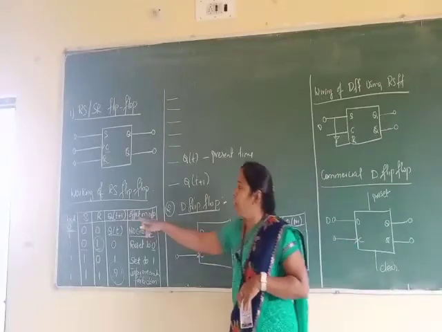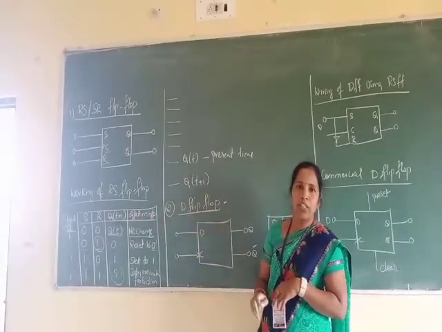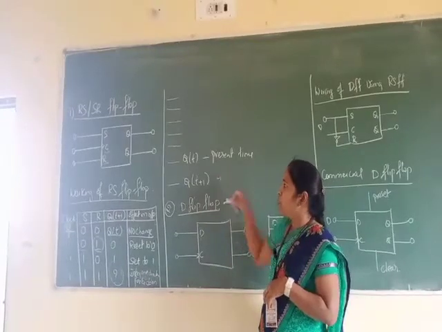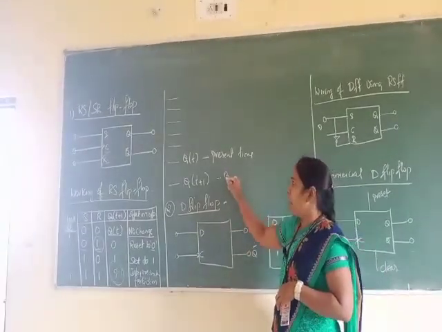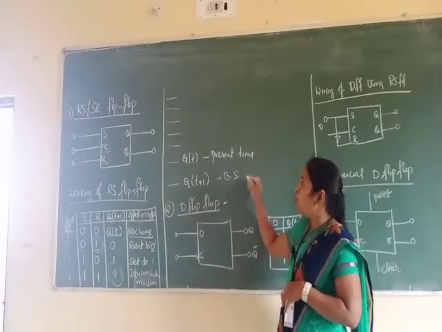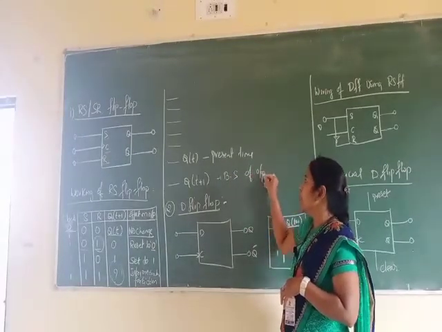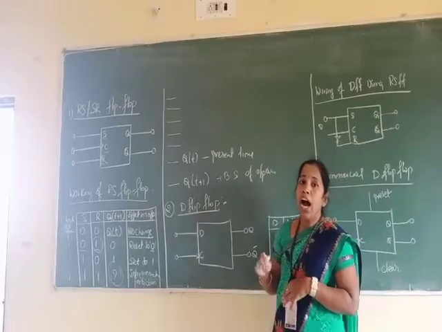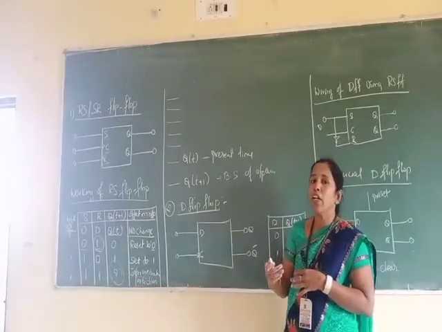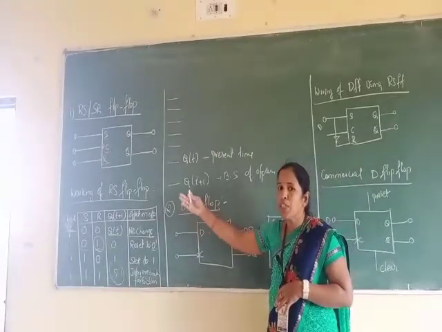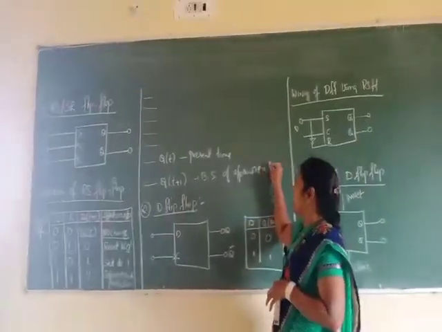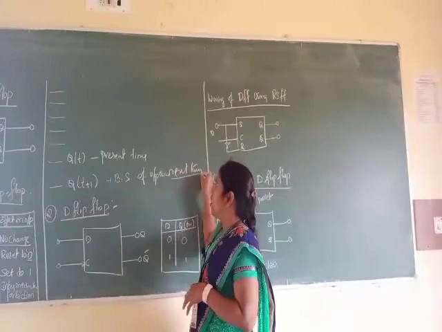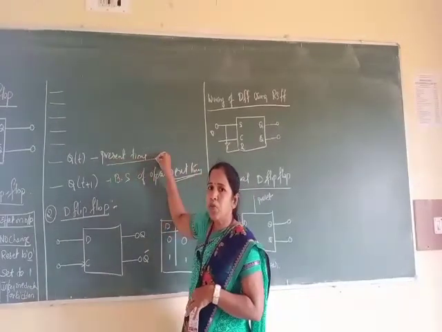And when you are coming to q of t plus 1, this q of t plus 1 is also considered a binary state of output q. Binary state of what here? Output q after the clock transition. When the clock transition moves from 0 to 1, then in that case it is known as the next time.